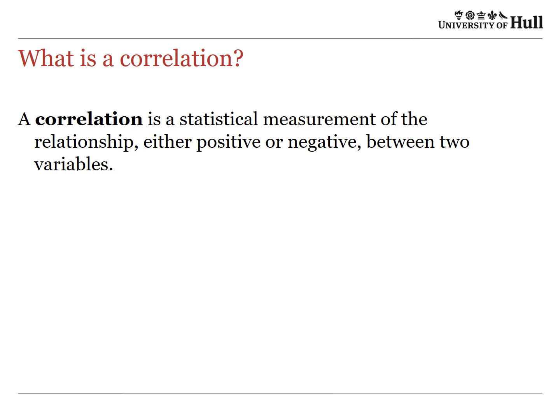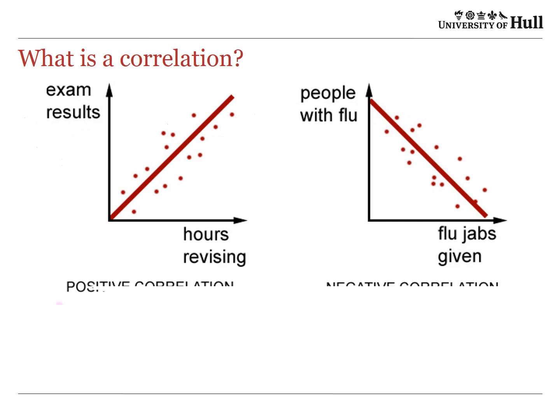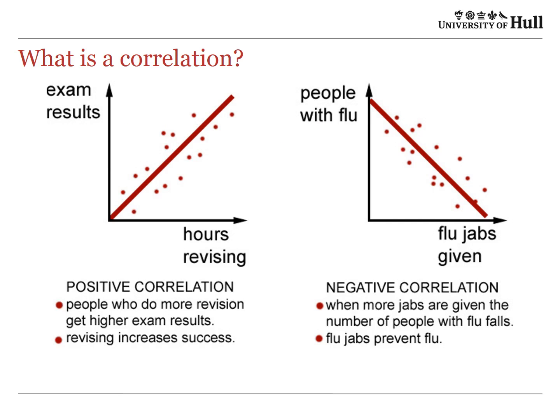What is a correlation? A correlation is a statistical measurement of the relationship, either positive or negative, between two variables. So, for example, these are correlations. Number of hours revising should be positively related to exam results. Flu jabs given should be negatively related to people with flu. The line, which is the line of best fit for those particular points in those graphs, is described as the line of correlation.